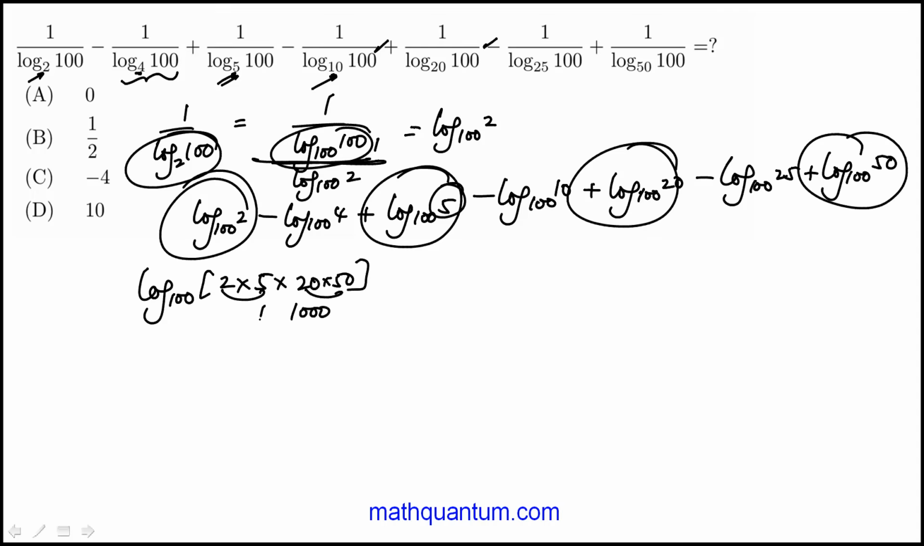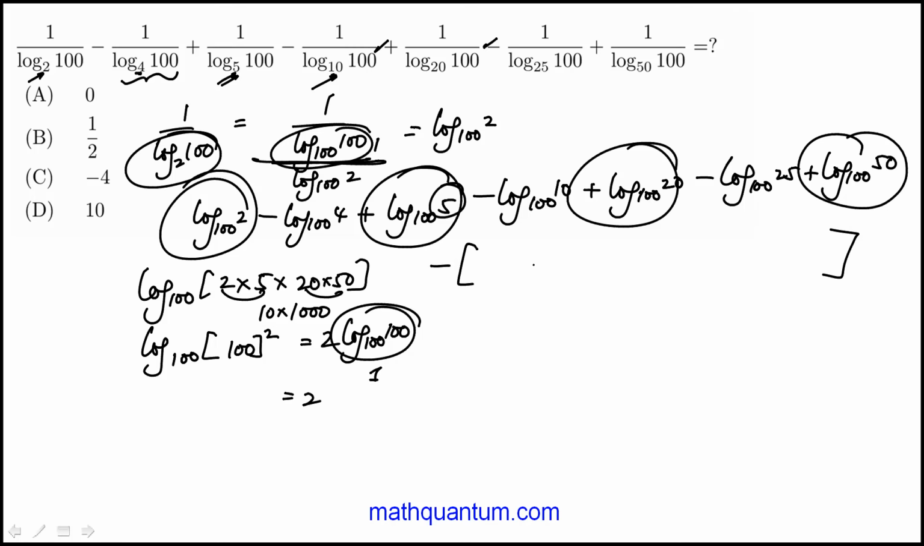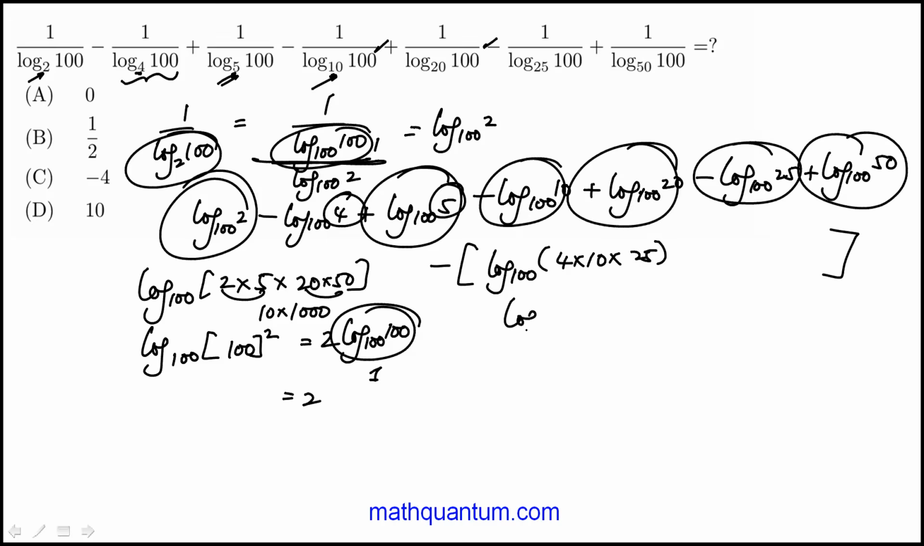That's 1,000, that's 10, so that's 100 squared. So this would become 2 times log of 100, and that's just 1. So that's 2. Now I have to consider the negative pieces: log of 100, and then we'll be multiplying 4, 10, and then 25. 25 times 4 is 100, so this is 1,000.